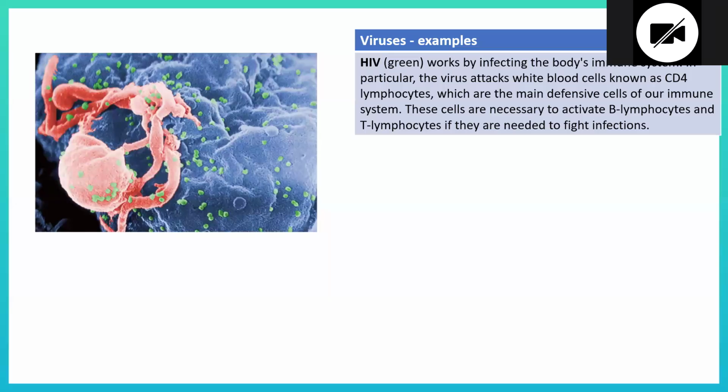So this image shows HIV in green attacking an immune cell. In particular, the virus attacks some white blood cells known as CD4 plus lymphocytes. I'm going to show you some of those in a minute. They are one of the main defensive cells in our immune system, and we need these to activate the B lymphocytes, which give us longer term immunity. Let me just check.